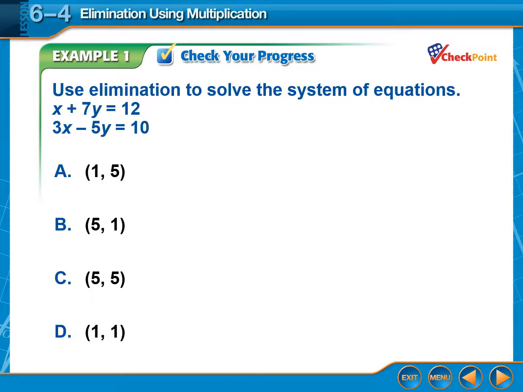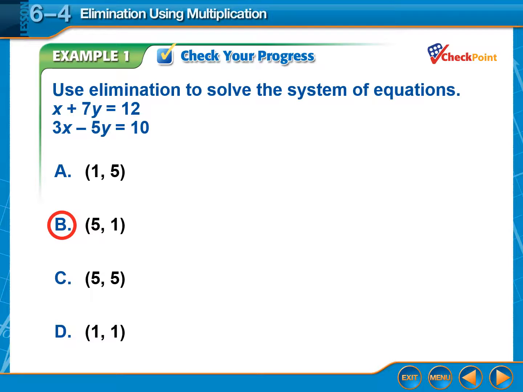Okay, so now go ahead and pause the video and try to solve this system using elimination. X plus 7y equals 12 and 3x minus 5y equals 10. All right, so you should have gotten a solution of 5, 1. X is 5 and y is 1. So how would we get that?